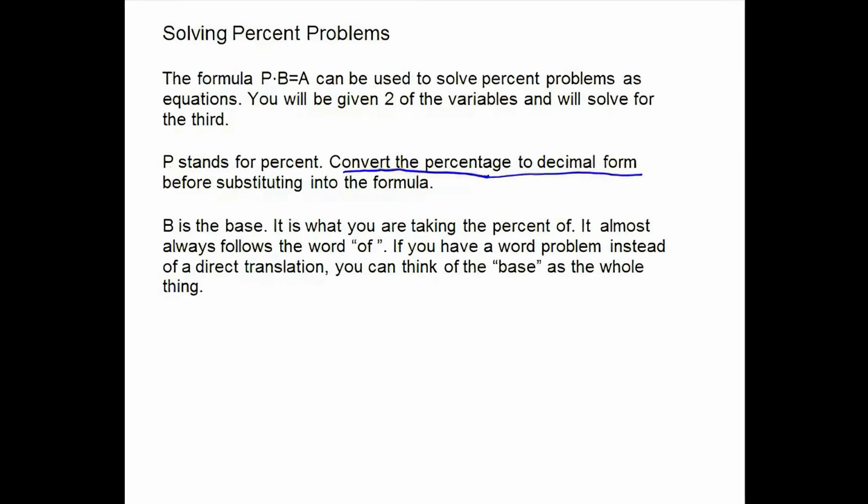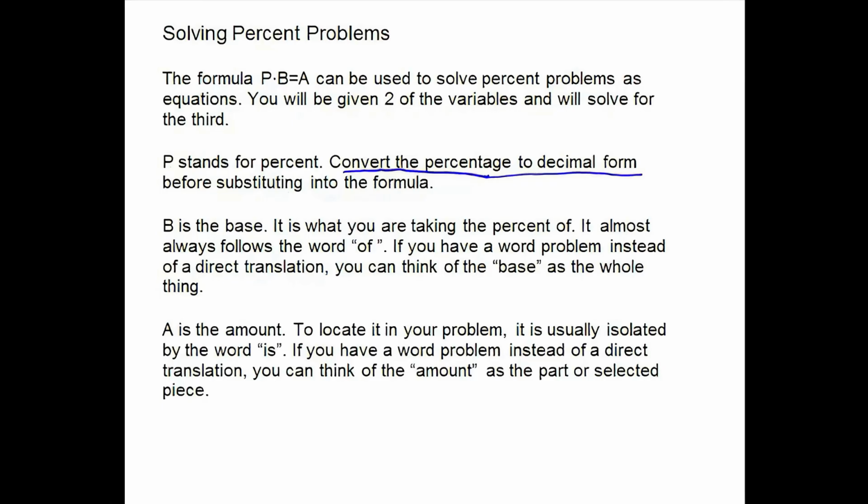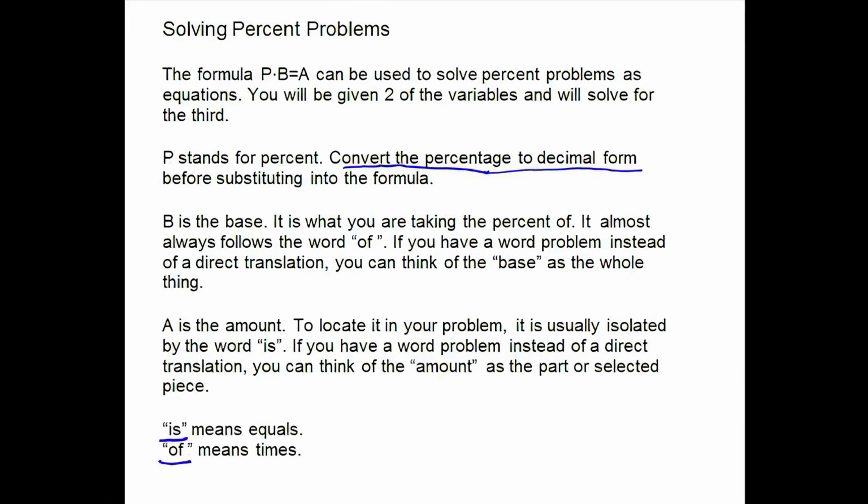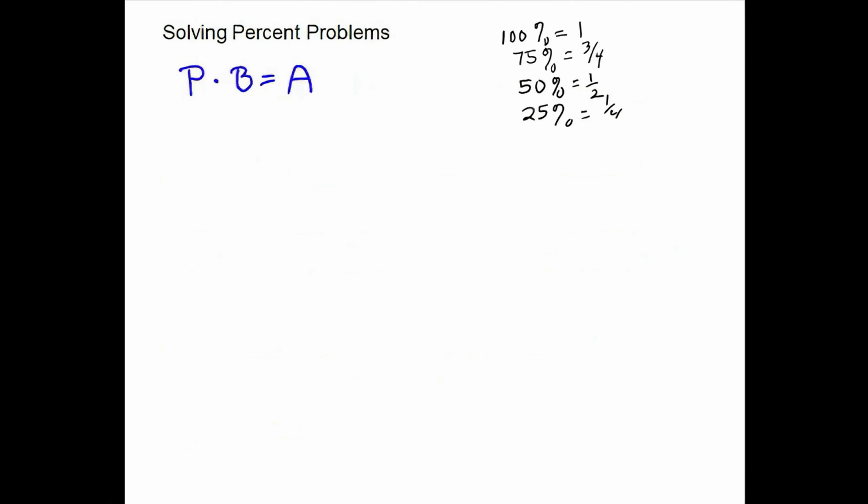If you have a word problem instead of a direct translation, you can think of the base as the whole thing. A is the amount. To locate it in your problem, it is usually isolated by the word is. If you have a word problem instead of a direct translation, you can think of the amount as the part or selected piece. In our translation, is means equals, so it gives your equals symbol. Of means times.